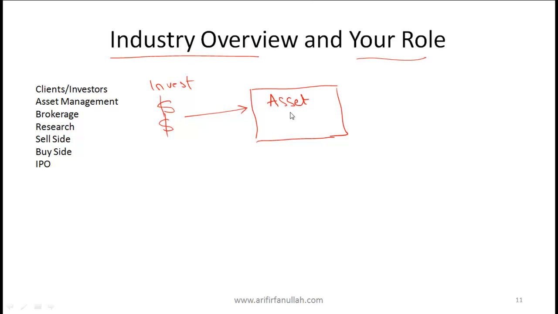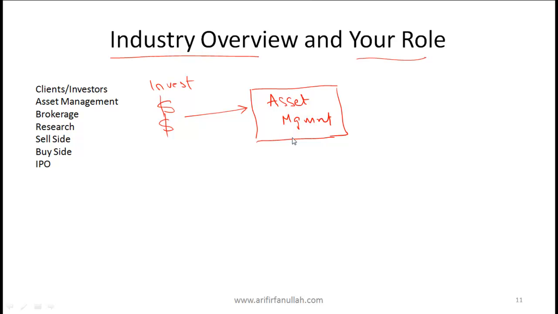So I'll just call this asset management. So the money goes to an asset management firm. Now, what will this entity do? A lot of what you study in the CFA course has to do with the work that goes on in this box.